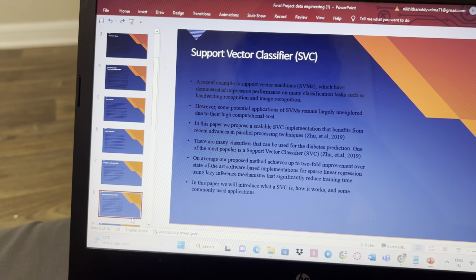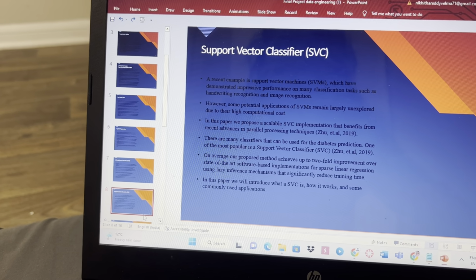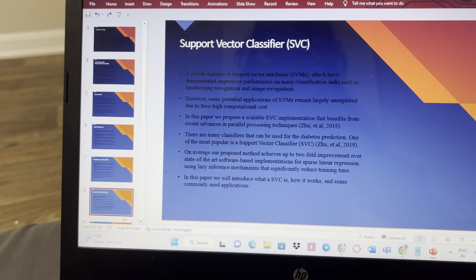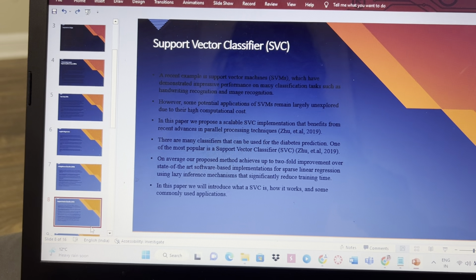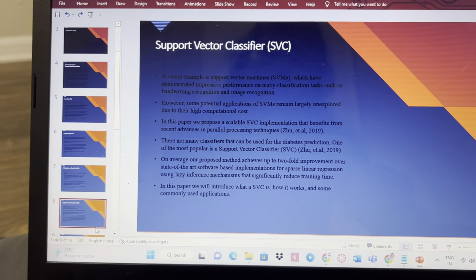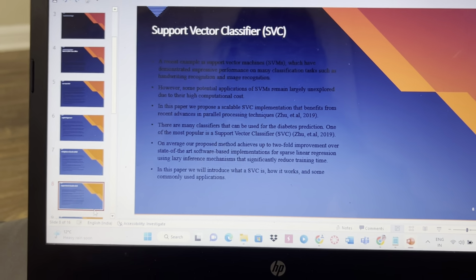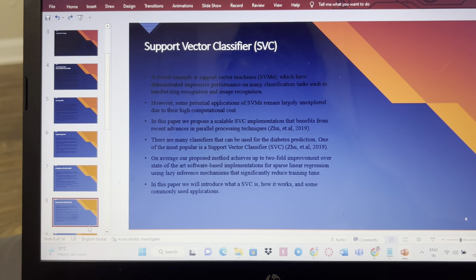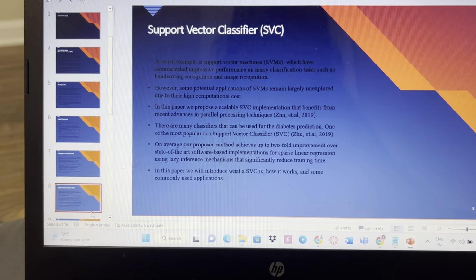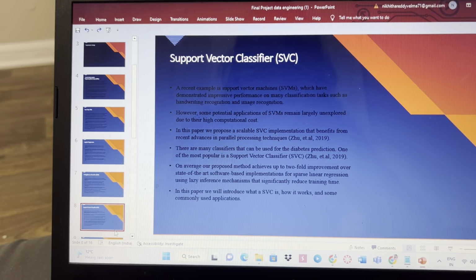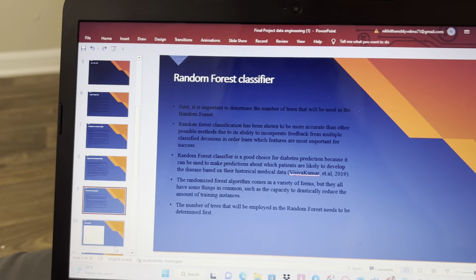There are many classifiers that can be used for diabetes prediction. One of the most popular is support vector, and the proposed method achieved up to two-fold improvement over state of the art software based implementations for sparse linear regression using lazy inference mechanisms that significantly reduce training time. In this paper, we'll describe how it works and some commonly used applications.